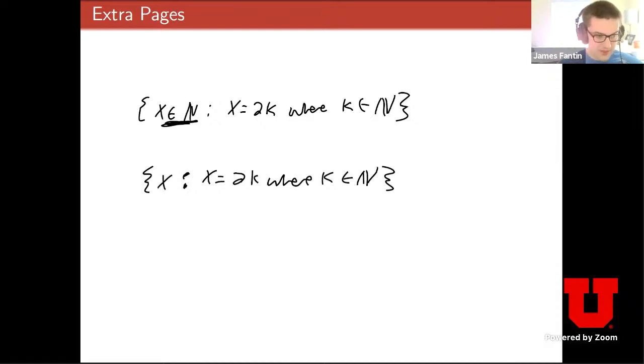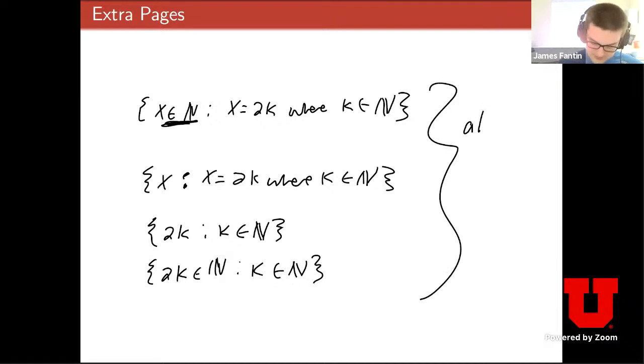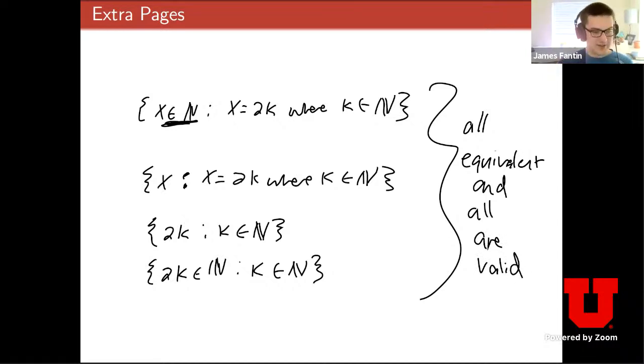And this one could also be rewritten as this. We could just have that this is the set of 2k, where k is in the naturals. We could also specify that 2k is an element of N, where k is in the naturals. These are all equivalent, and all are valid, just different formatting.